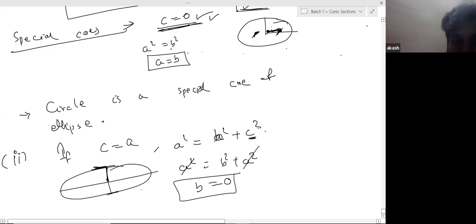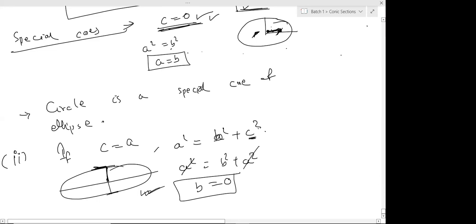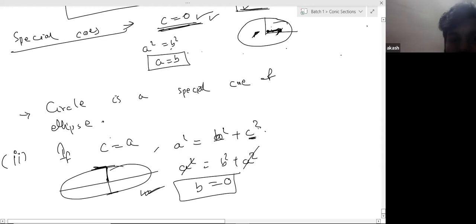Is this thing clear? Could you explain that again? Again, all right. See, if I take a condition that C equals A, using that standard equation, I can write A square equals B square plus C square. I'm putting the value of C as A. That means A square equals B square plus A square. A and A is cancelled, and we are getting the result B equals 0.